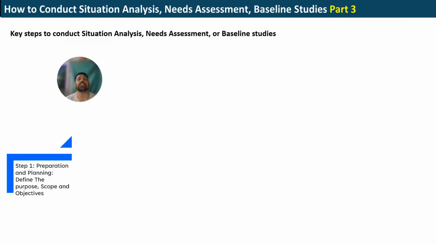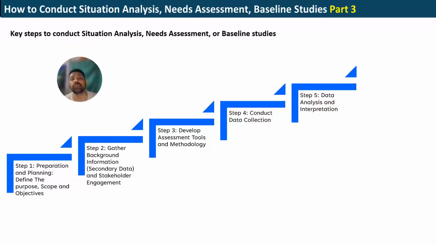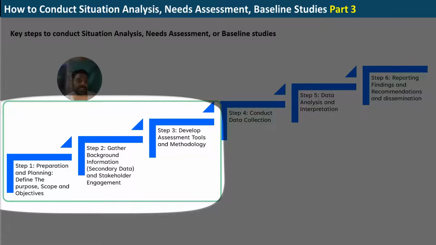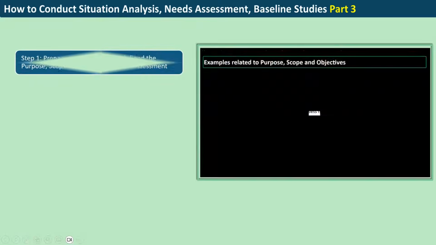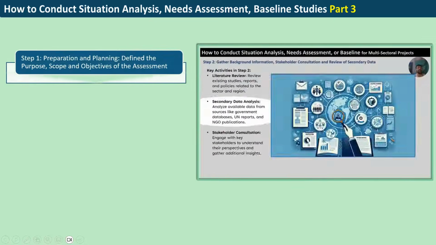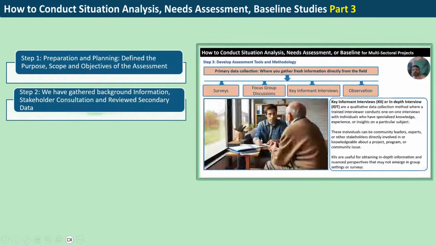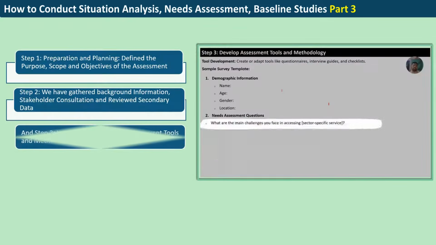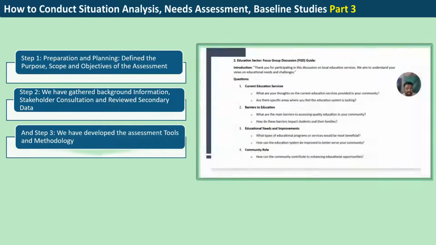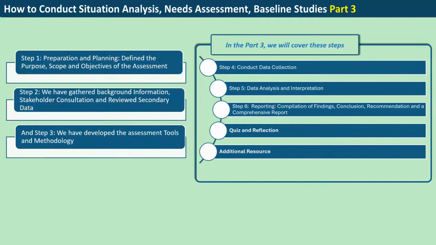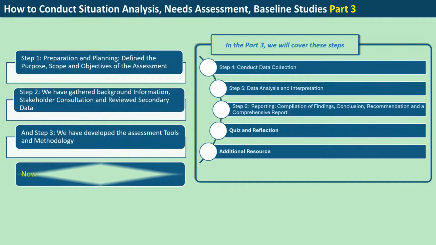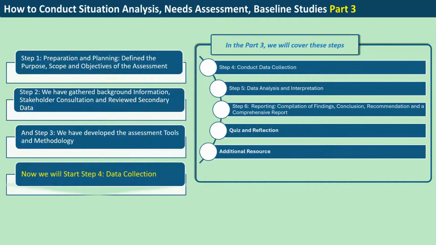Here you can see the different steps we need to follow for these different types of studies. In the second part, we already discussed these initial 3 steps, which means that we have already defined our purpose, scope and objectives. We have gathered background information, done stakeholder consultation, and we have developed assessment tools and methodology. Now we will start this third part with step number 4, which is to conduct data collection.